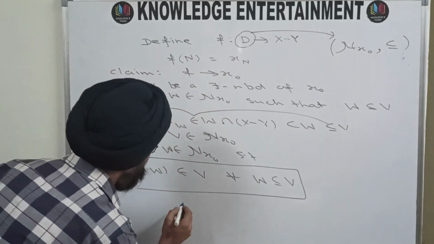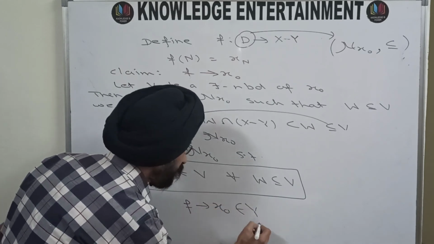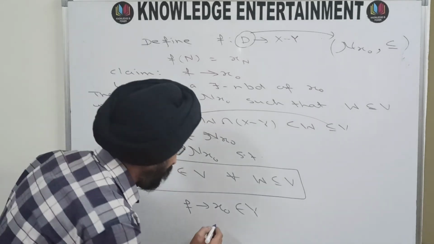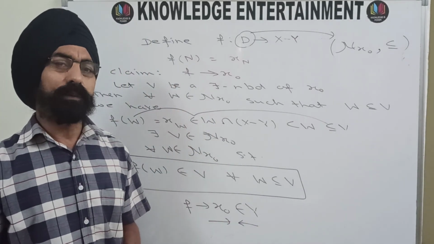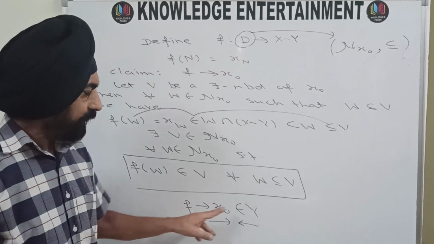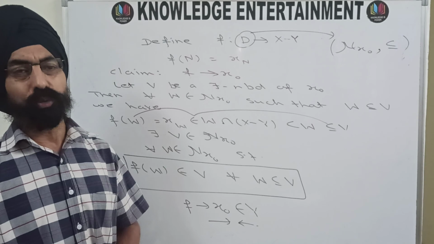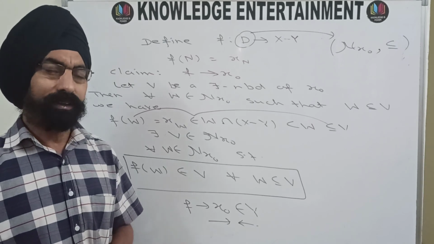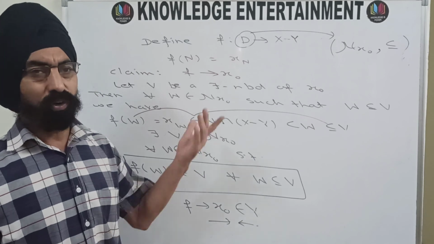So that means your net f converges to x naught, but x naught is a point of Y, and it is a contradiction because we are given in the hypothesis that no net in X minus Y can converge to a point of Y. And this is a contradiction because we had supposed that Y is not tau open. That means Y must be tau open. And this was the proof of this theorem.